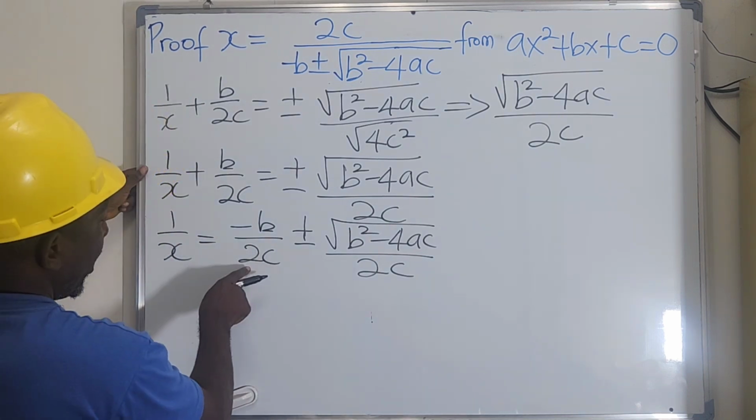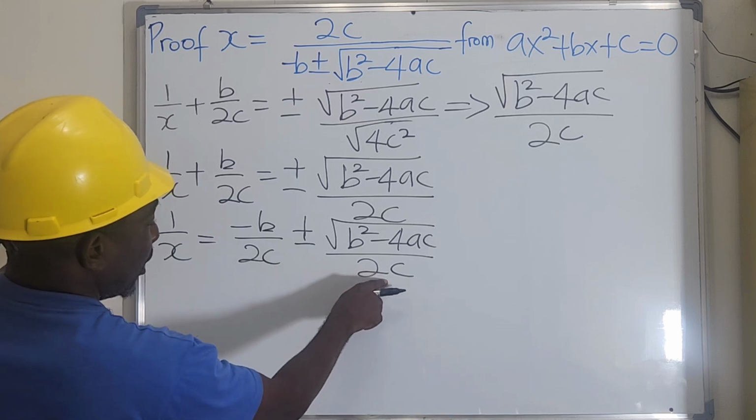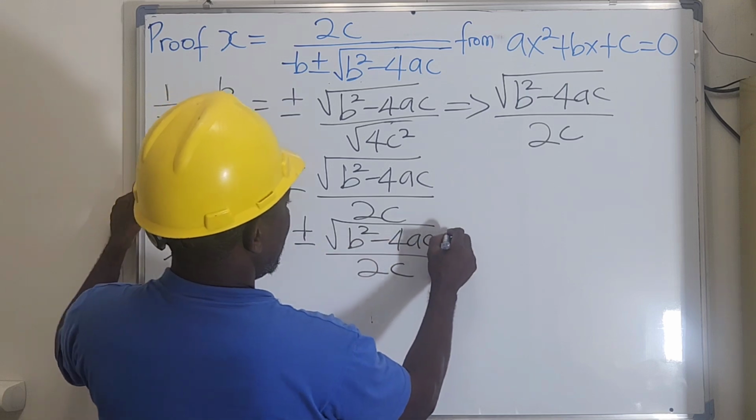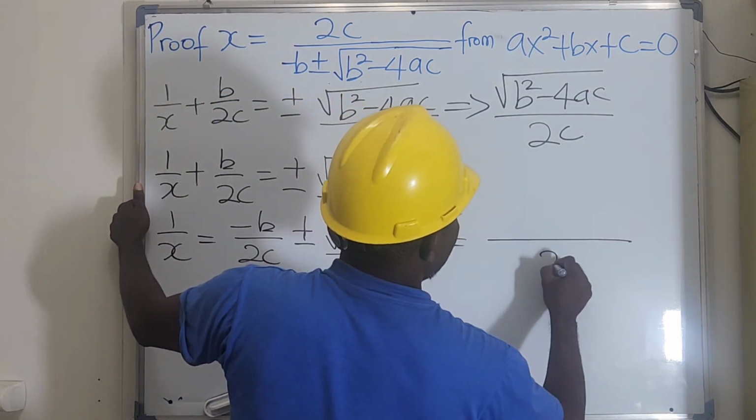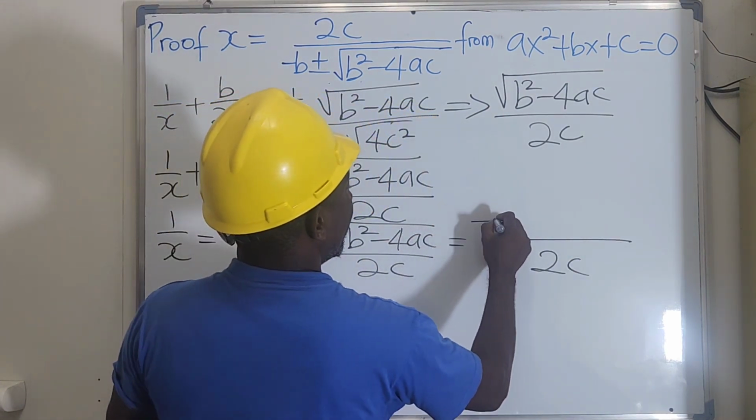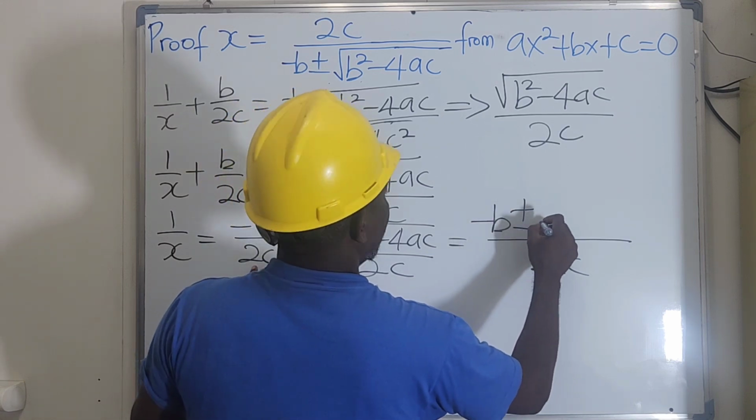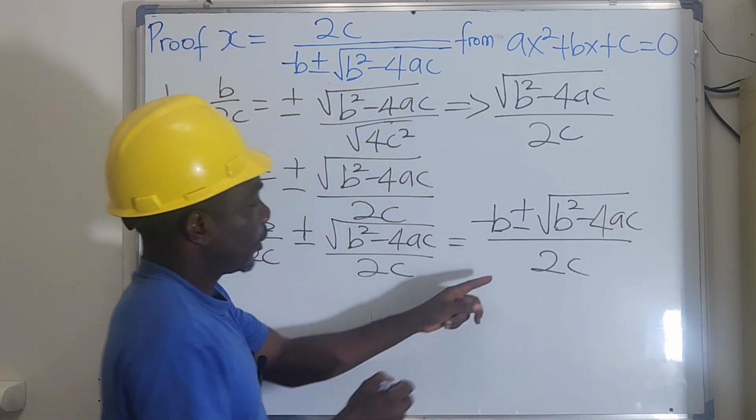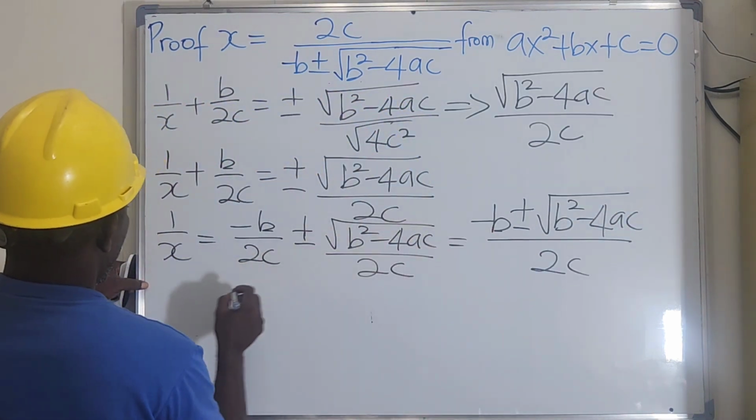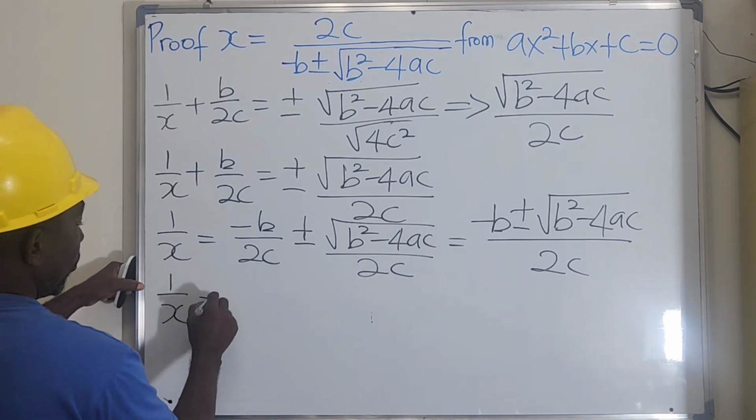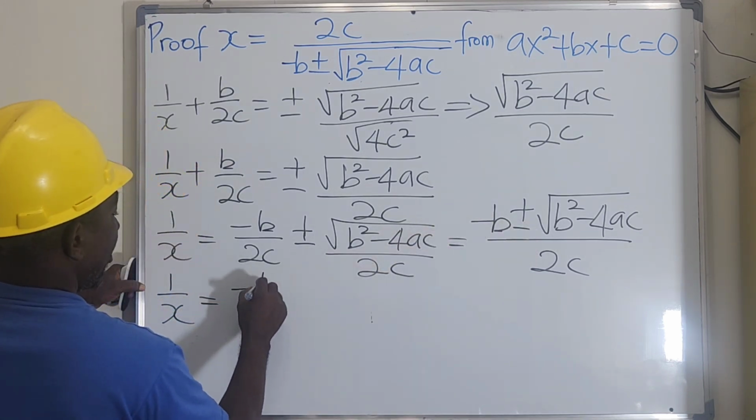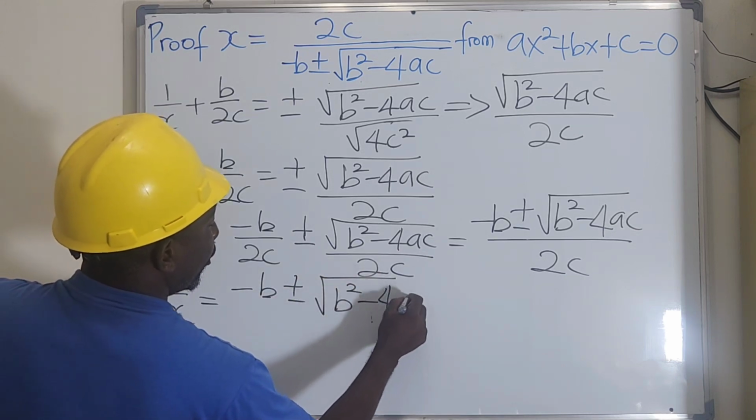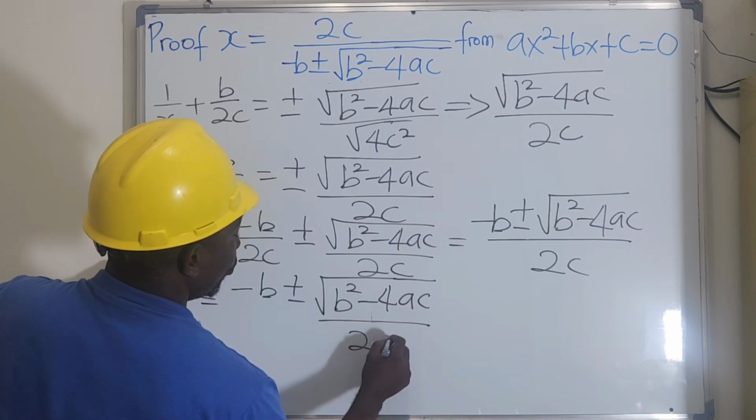So now we have 2c here and we have 2c here. So we can make two of them the LCM. We take the LCM as 2c. So this will become minus b plus or minus square root of b squared minus 4ac. So that is what we have now. That means we have 1 all over x equals to minus b plus or minus square root of b squared minus 4ac all over 2c.